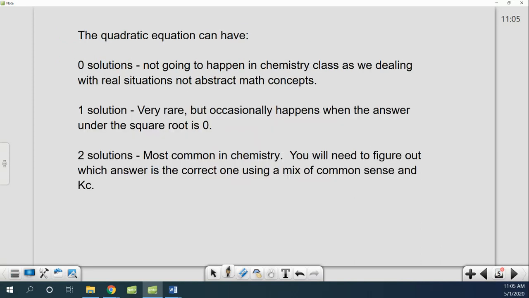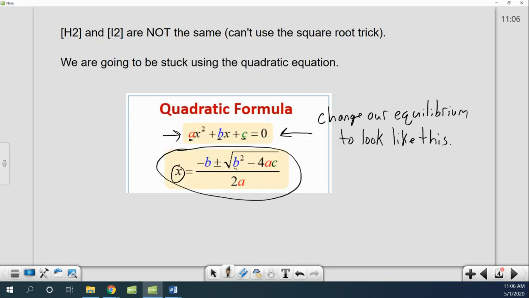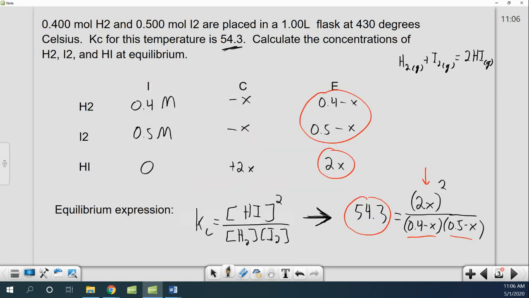So that was 0 solutions. Sometimes you'll get 1 solution. Now, this is very rare, but occasionally happens when that determinant, the answer under the square root here, turns out to be 0. Because negative b plus 0 and negative b minus 0 are the same number. So you really only have one answer. It's whatever negative b is divided by 2a.